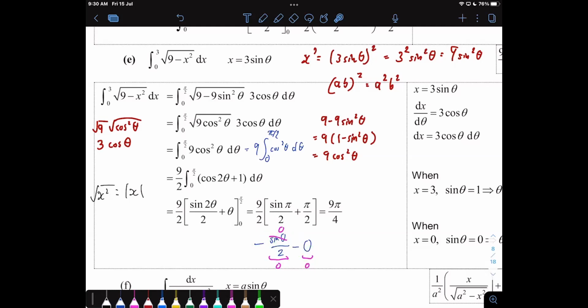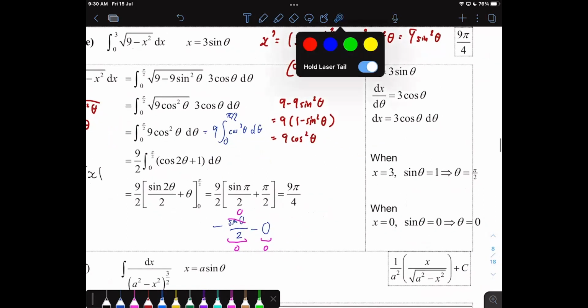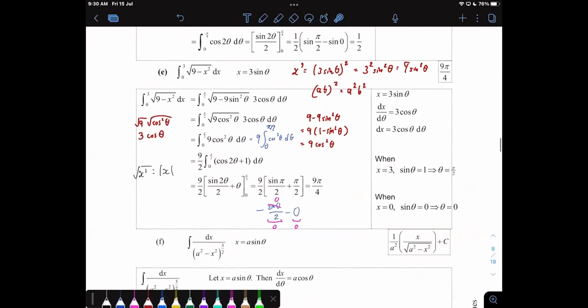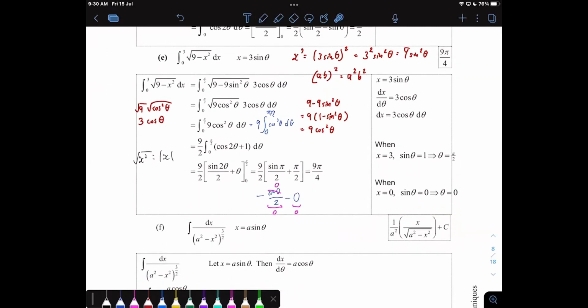Okay? Good. So also, how did they get the pi over 2 and 0? They showed you over here. Just sub in x equal to 3 into the substitution here, and then you make theta the subject. Upper and lower. Clear? Okay, good. So now you simplify and you will get 9 pi over 4. Here the question requires you to give an exact answer, and that's also the A level requirement. So just this part here, solving for pi over 2 and 0, just be careful.